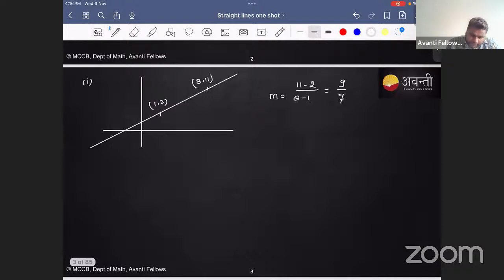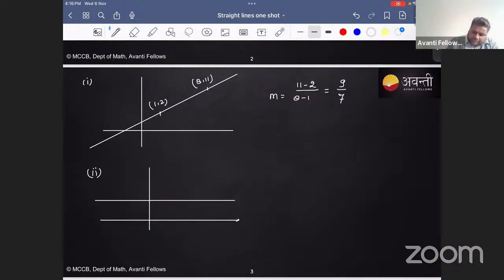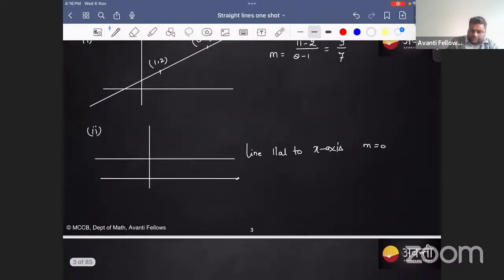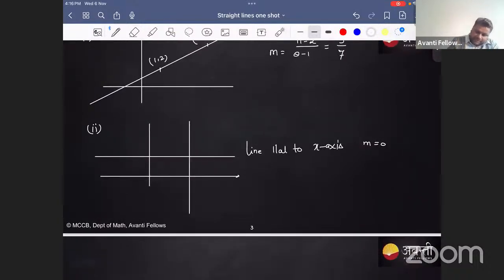Got it? Second point, if there is a line which is parallel to the x-axis, then its slope will be 0. Got it? Now, if there is a line which is parallel to the y-axis, then its slope will go infinite.